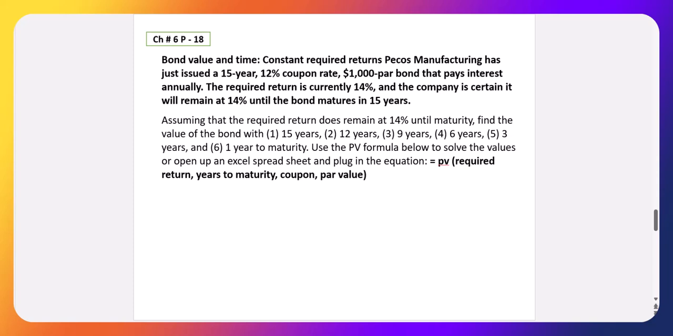Now you can use the PV formula to solve it that we've been using before. Or, if you want a quicker way of doing it, you can open up an Excel spreadsheet, pick a cell, and enter the values. You have to put equals in a cell, PV, parentheses, and the values would be the required return, that means the market rate of return, years to maturity, the coupon rate, and the face value or par value of the bond.